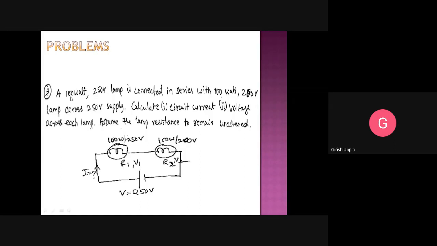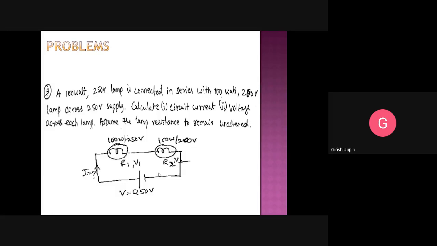So this is the first lamp. They have given the specification. What is the specification? 100 watt, 250 volt. That is the specification of this particular lamp. And the specification of the second lamp is 100 watt, 200 volt. These two lamps are connected in series, and that series combination is connected across 250 volt. Okay, so we have to find the current. What is the current? What is the voltage across each of these lamps? Those are the two things we have to find out.